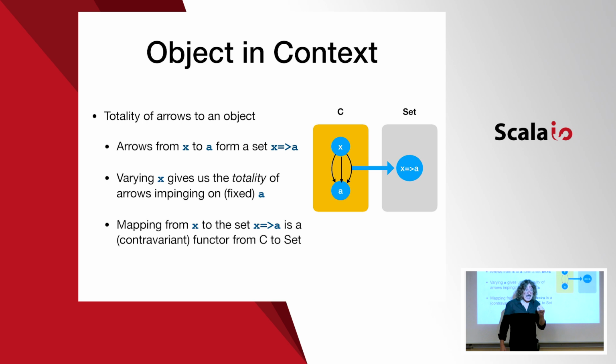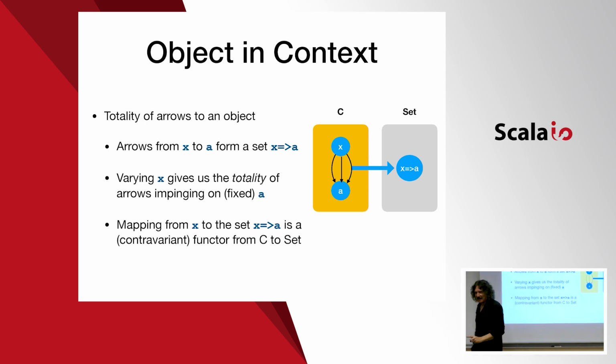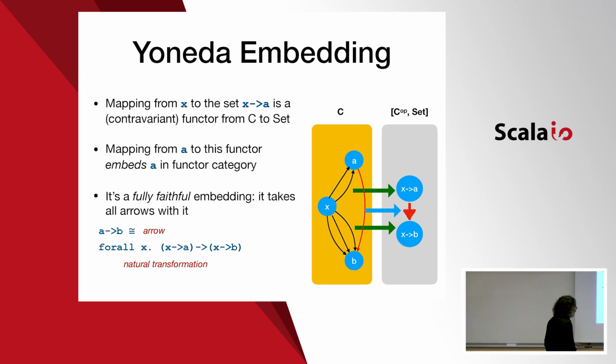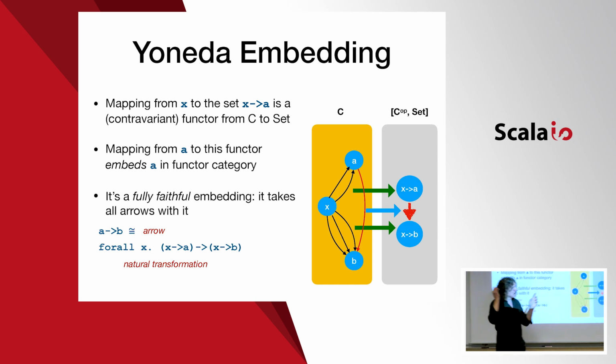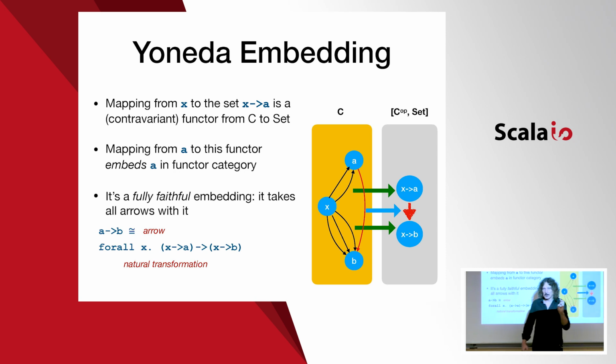So now if I start varying A on top of this, then I have a mapping that takes an A and creates a functor from C to Set. So this is the functor category from C to Set. Here's my X, here's my A, and I'm varying A to B. So for every object A, I have a functor that takes these arrows and puts them here. So I have a mapping that embeds an object from category C into the functor category. Now, if I have a mapping of objects from one category, C, to another category, which is a functor category, is this mapping a functor?